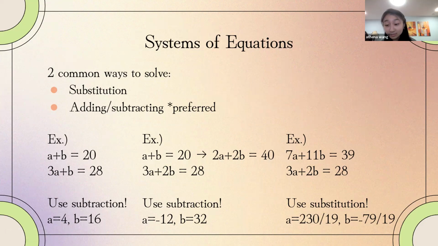Okay, for the last one, these are very ugly numbers, and these are very big. So I didn't want to do 7 times 28 because that would have been very annoying. So I just used substitution and did it with fractions. And so that is why I use substitution for this case.